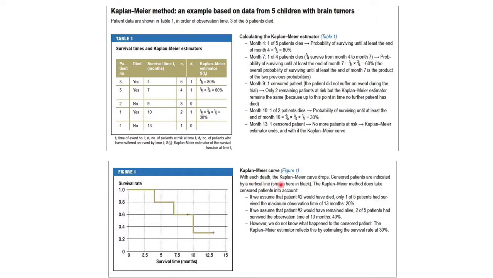So with each death, the Kaplan-Meier curve drops. You can see how it drops down with the first patient dying, then another one dies. Here you have a patient who is censored. And we keep going on like that till we get to our 30% survival at approximately 13 months with 2 patients who were censored. So that's essentially what a survival analysis is doing.